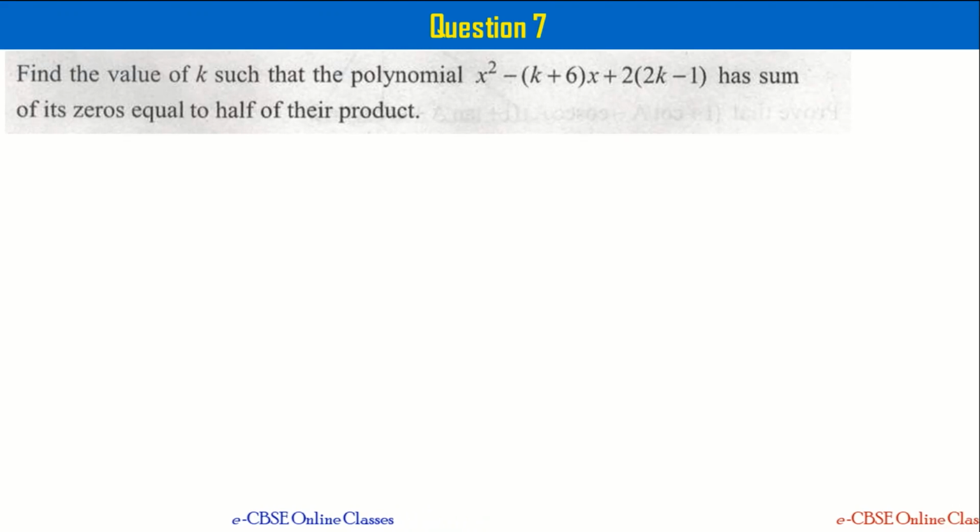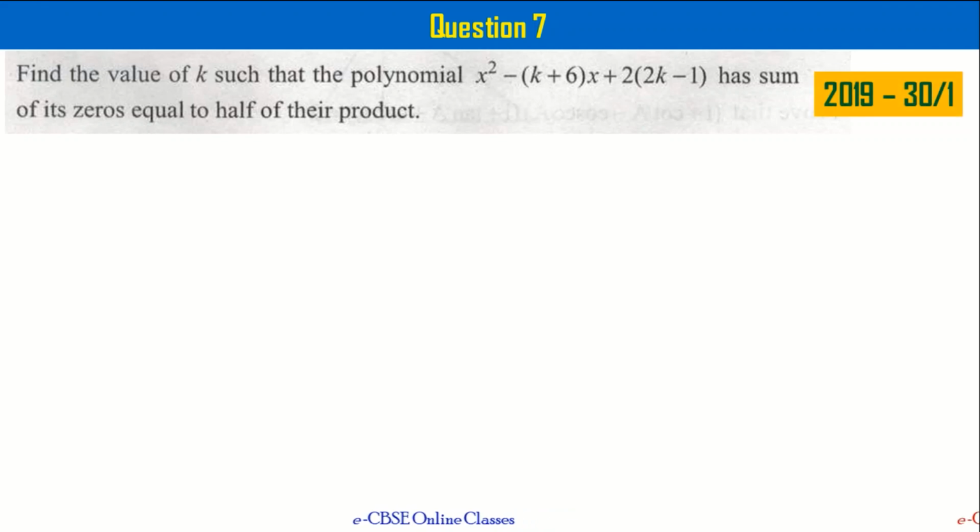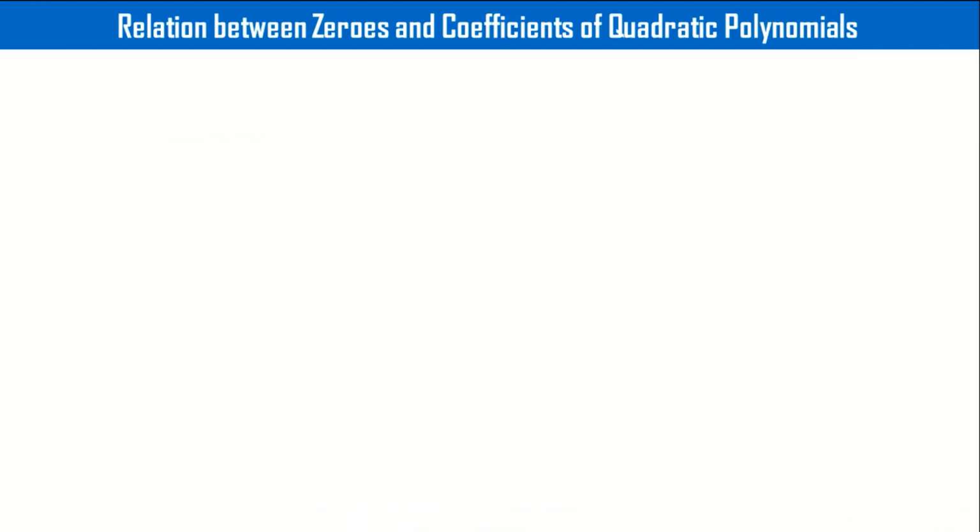Find the value of k such that the polynomial x square minus (k plus 6) times x plus 2 times (2k minus 1) has sum of its zeros equal to half of their product. Please take a note of this. Sum of its zeros is equal to half of their product. This particular question has come in 2019.